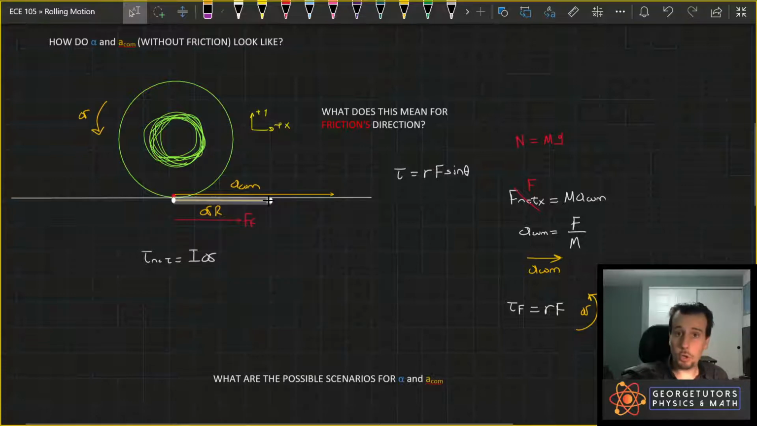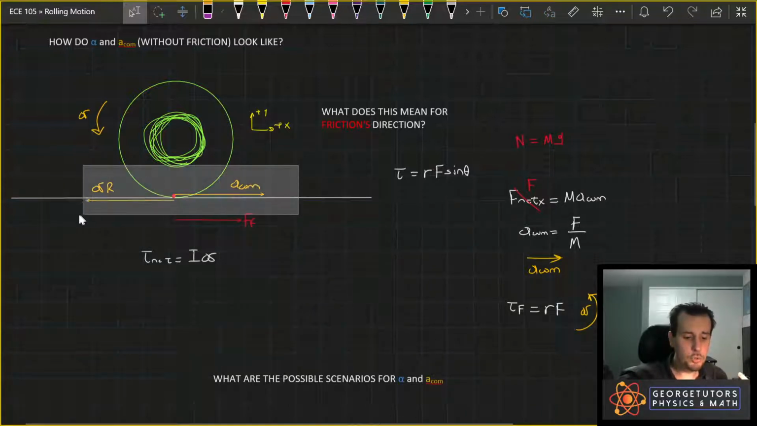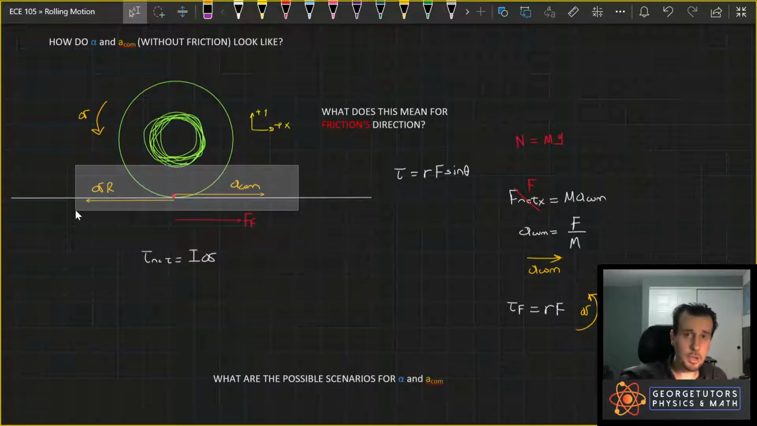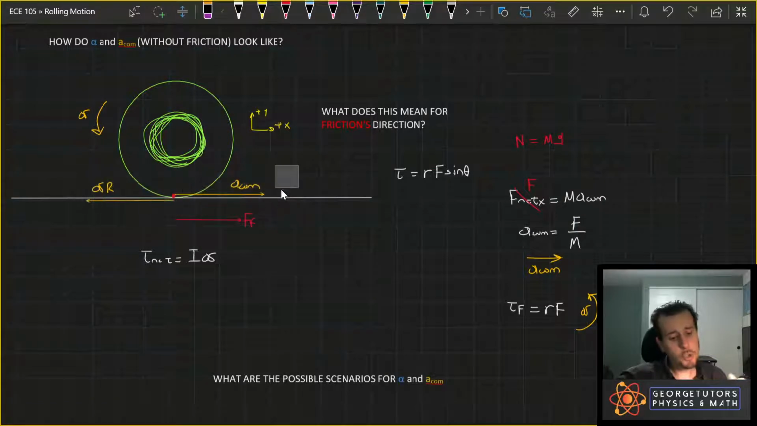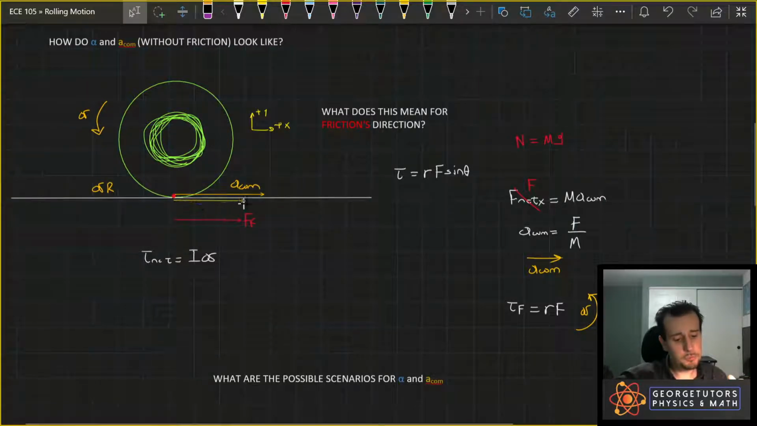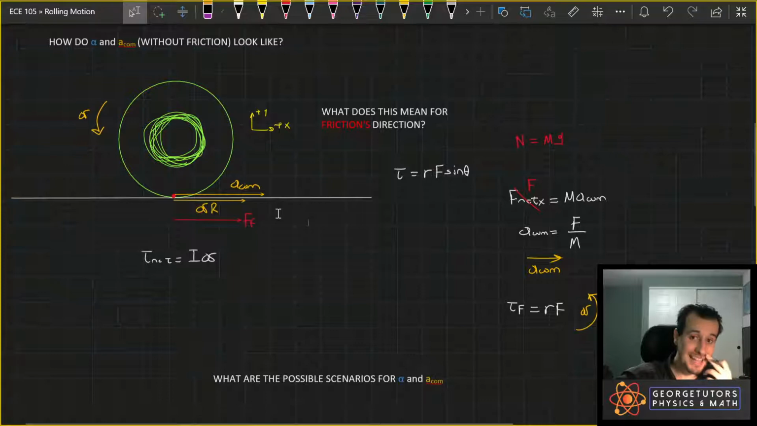If we want rolling to occur as soon as the spool moves, we want basically a chance for us to be aligned like this right now, where alpha R is going against ACOM, and the alpha R vector and the ACOM vector are exactly the same size and pointing, as you can see, in opposite directions. This is the requirement for rolling without slipping as soon as we start moving. So it's not good to put the friction to the right, because there is no way for us to ever obtain that scenario.